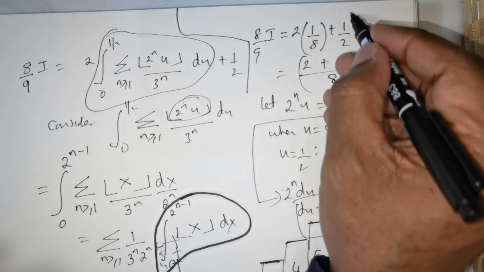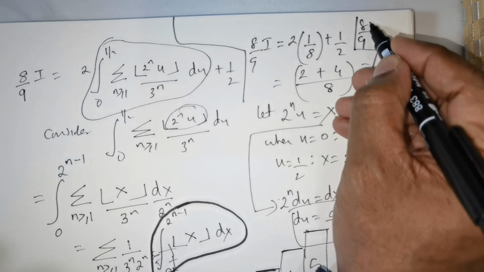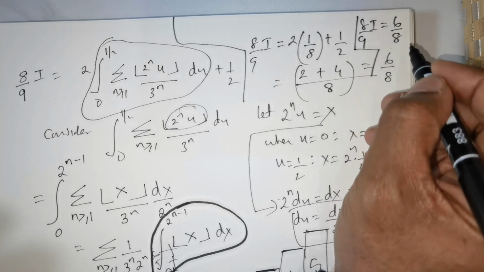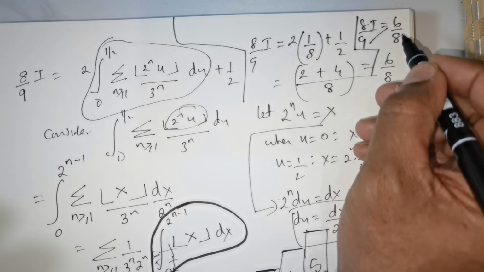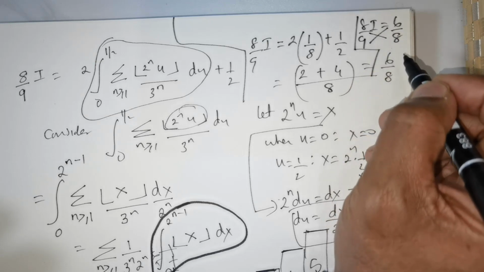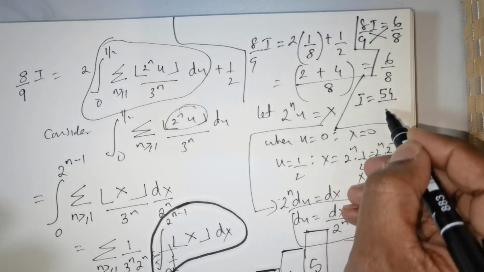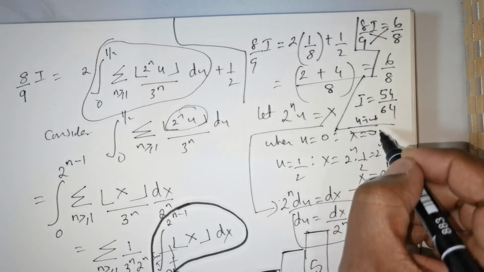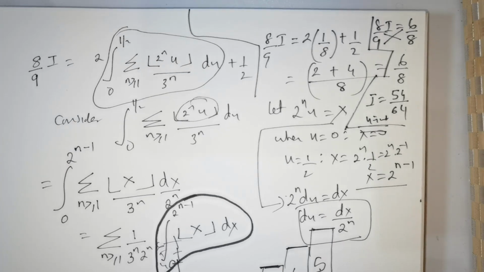Now, on the left hand side, let me complete it. So this is 8 over 9 times I, and you get 6 over 8. I need I. So cross multiply, 9 times 6 is 54, 8 times 8 is 64. So the value of I is 54 divided by 64 units, right? So that is the solution for this question.